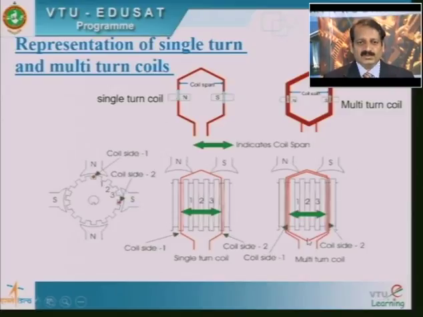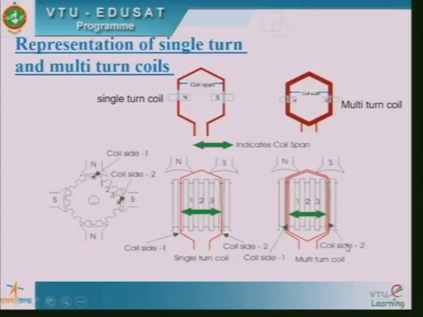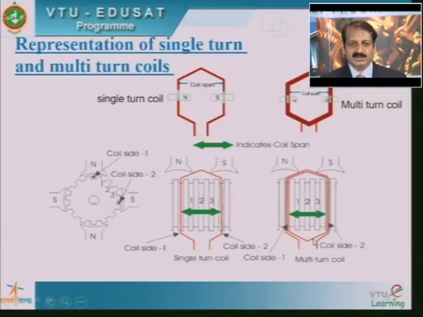Now when it comes to a multi-turn coil, we have many turns in one coil side. This is one coil side, and this is another coil side, denoted as coil side 1 and coil side 2. So we have more turns in a multi-turn coil. As seen here, this is the first turn followed by the second turn. For simplicity only 2 turns have been shown, but in actual practice there can be a large number of turns in a multi-turn coil, and we can represent it as shown in this figure.